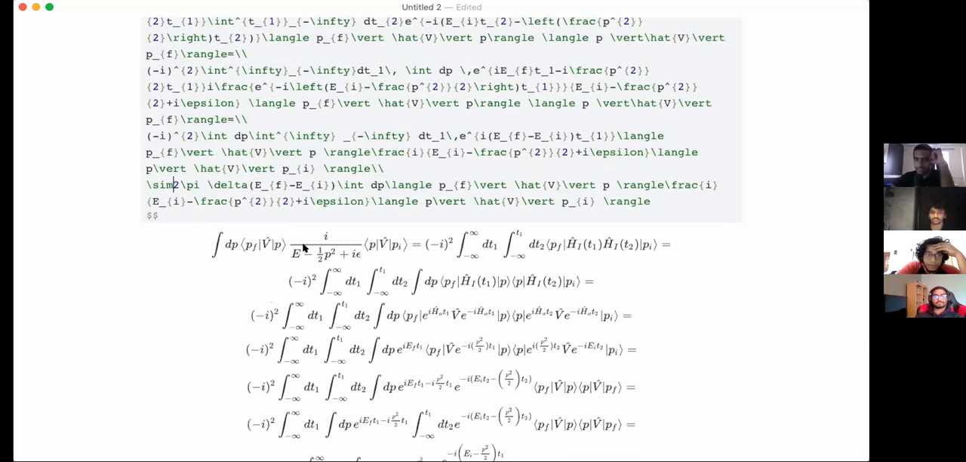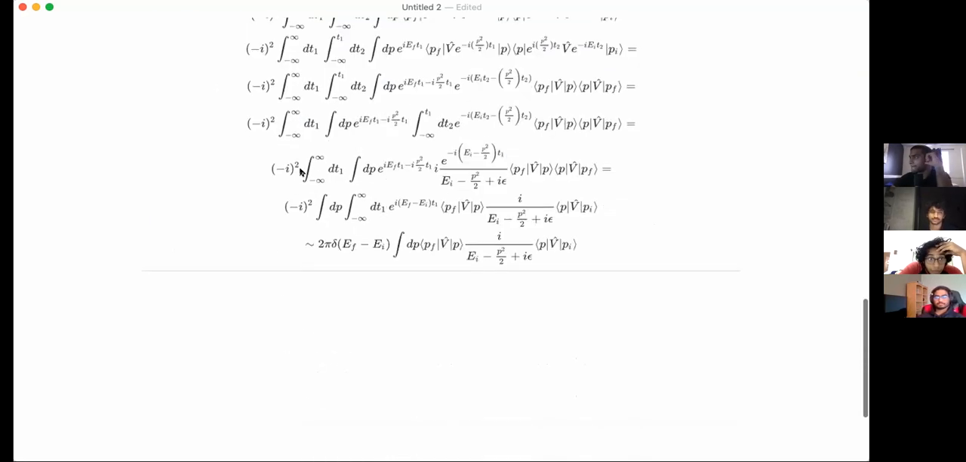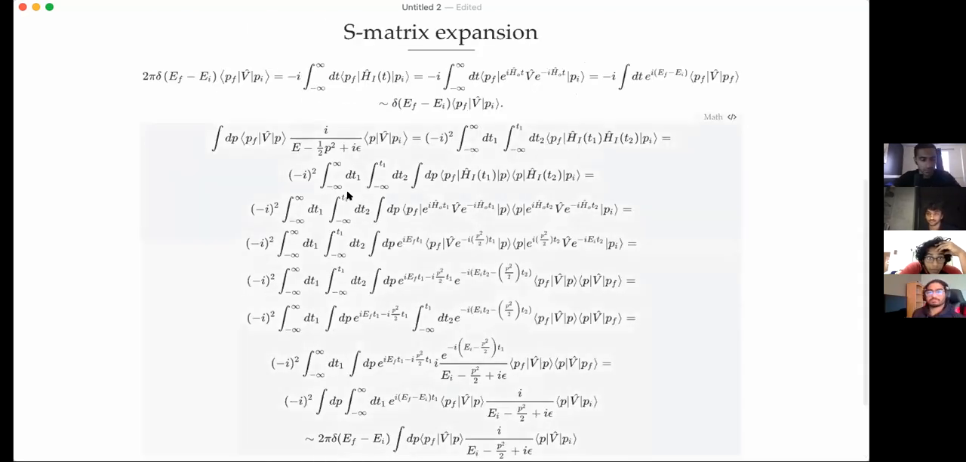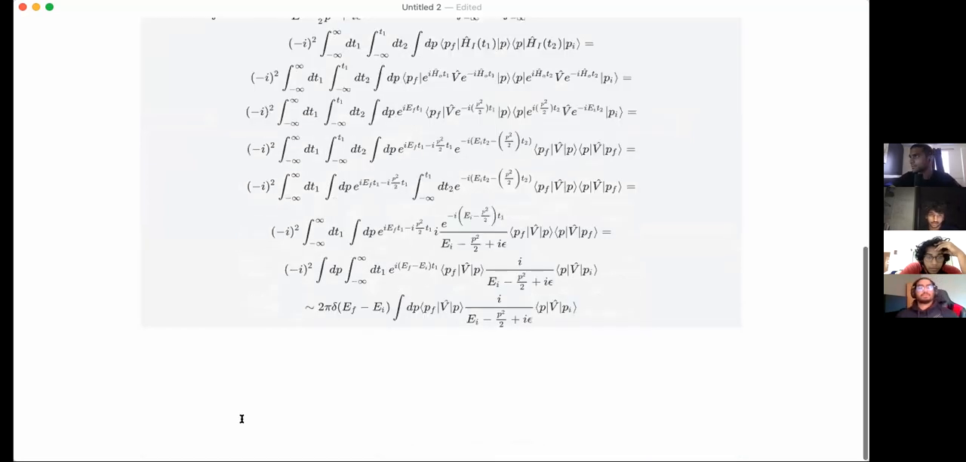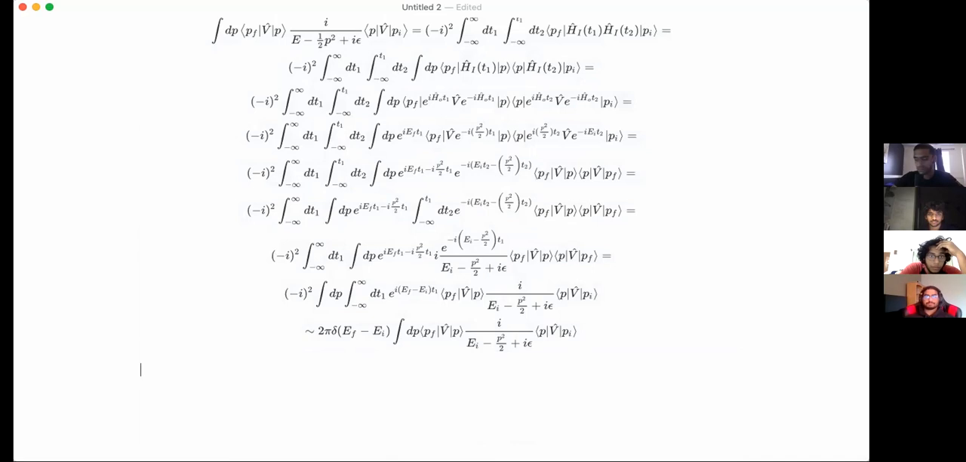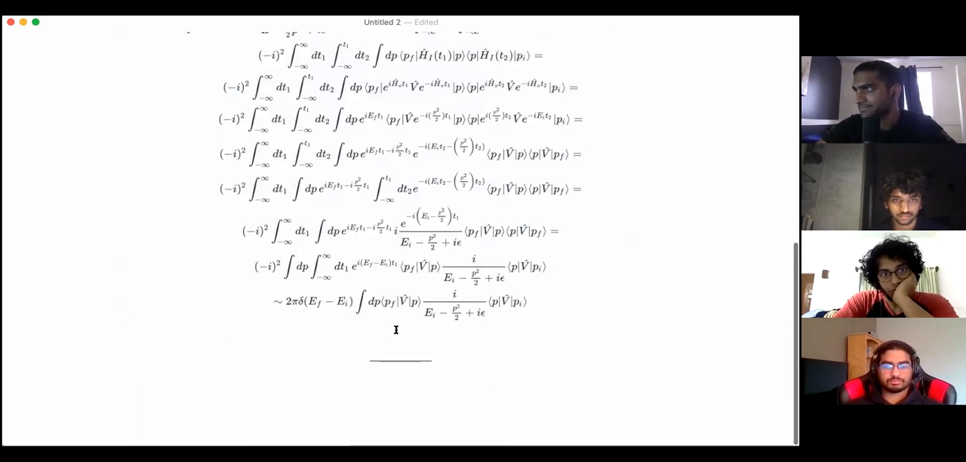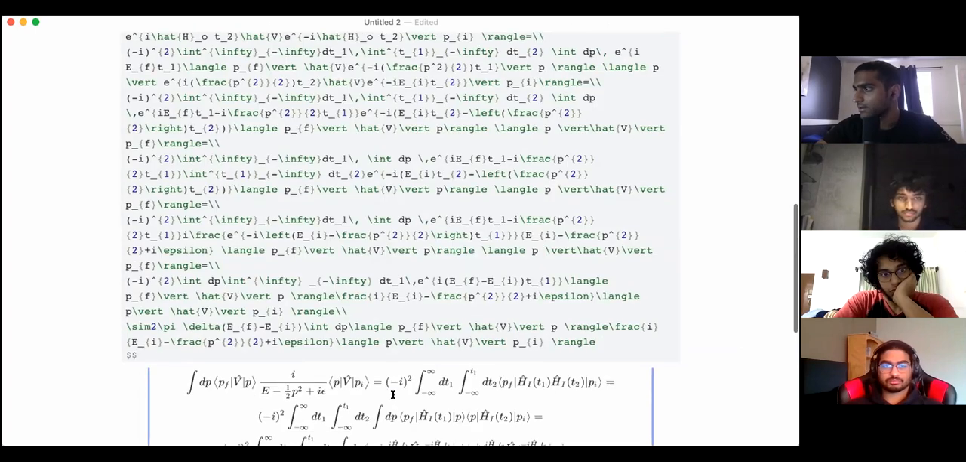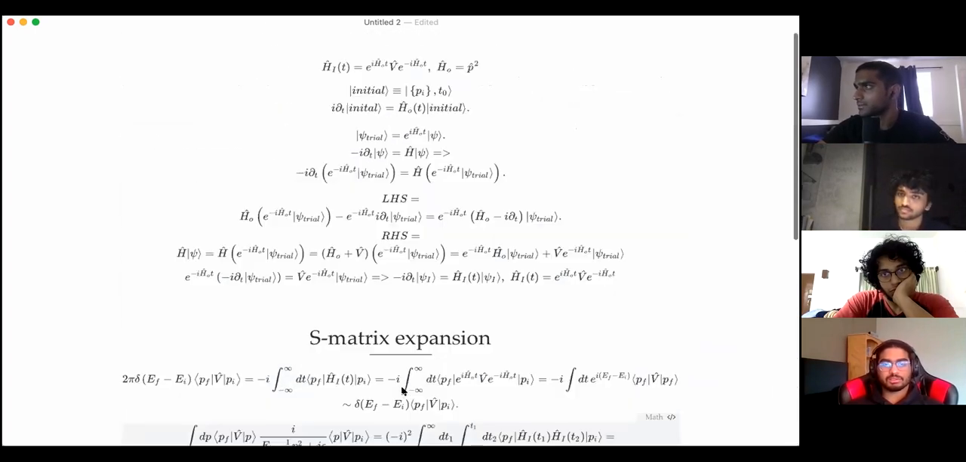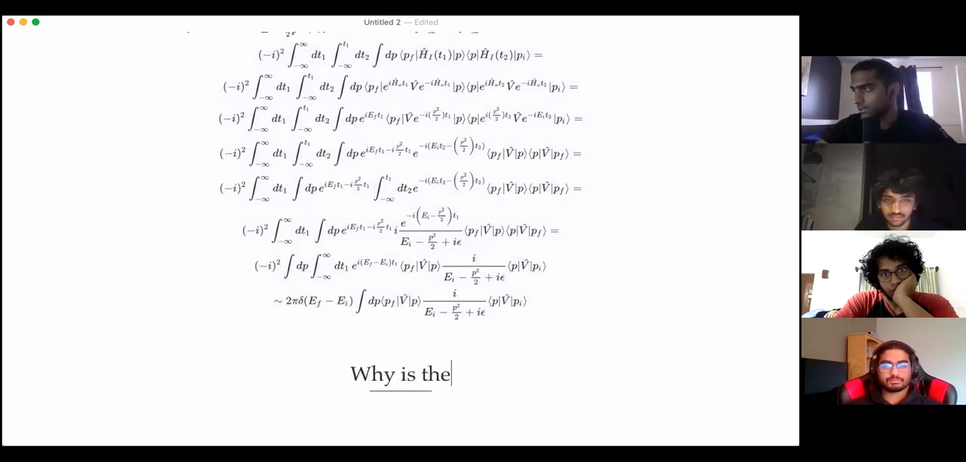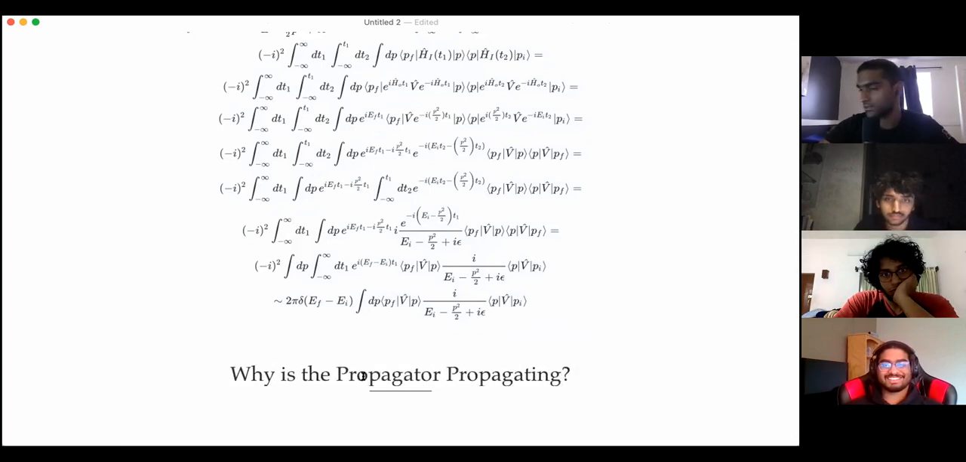So great, we got this back, right? Now let's go. I don't know how I'm doing this. Yeah, back to this. What I want to say. It's not happening. Okay, my computer is getting super slow now. Why is the propagator propagating?